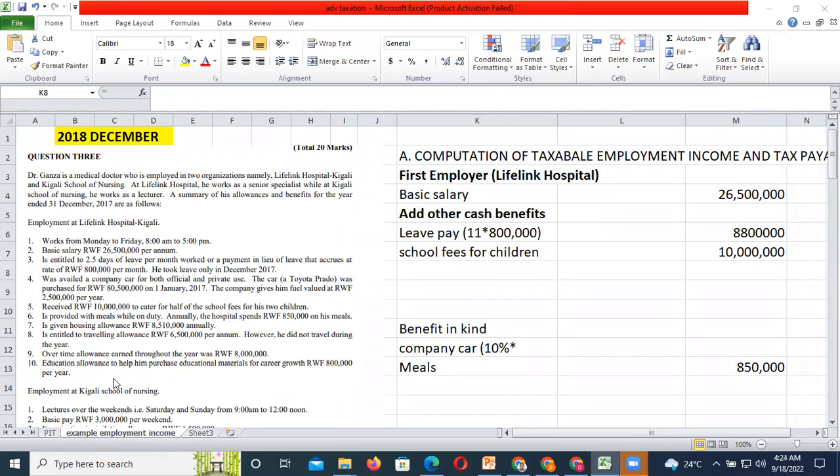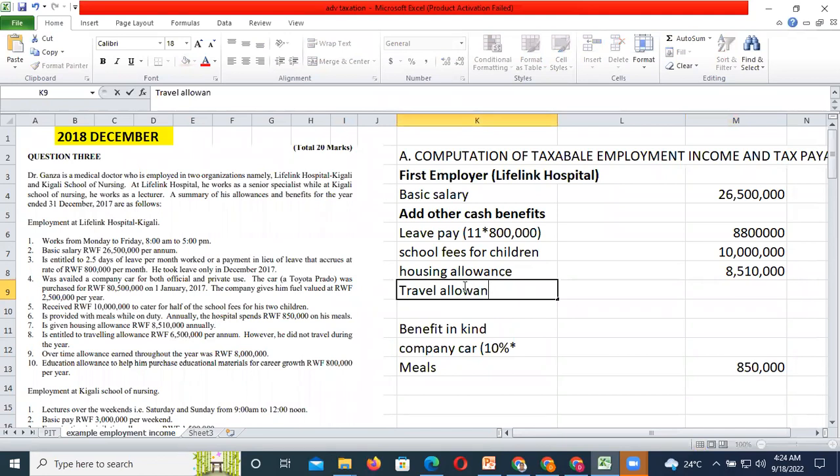So if he did not travel and he received the money, in that case, the money will be taxed. I jumped to 7. Sorry, I jumped to 7. He is given a housing allowance of 8,510. And then we have a travel allowance. If he traveled for official duty and used the money for traveling on official duty, the money would be exempted. But since he did not travel and he received the money, in this case, the money is going to be taxed. This is 6.5.